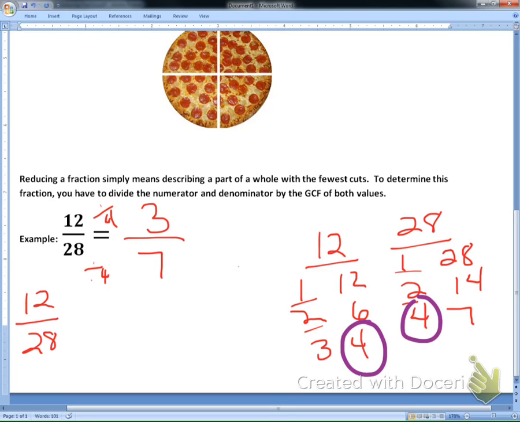If you divide both numbers by 2, though, you would get 6 over 14. There are still numbers that you can divide both the top and the bottom by, so that means 6 over 14 is not reduced all the way to its lowest term. You would have to then reduce again. 6 and 14, if you thought, oh, I can divide those both by 2, half of 6 is 3 and half of 14 is 7.